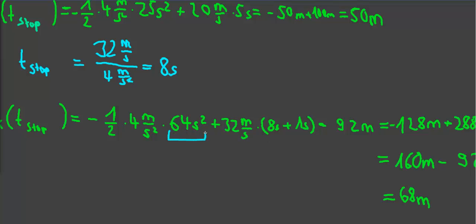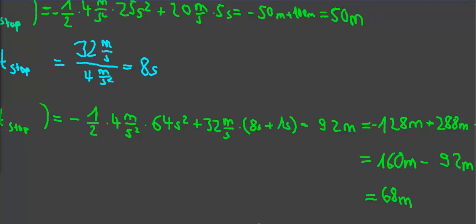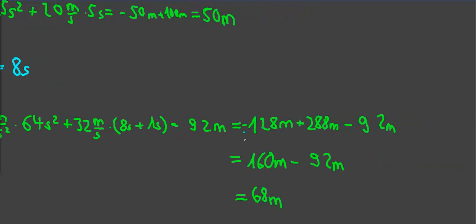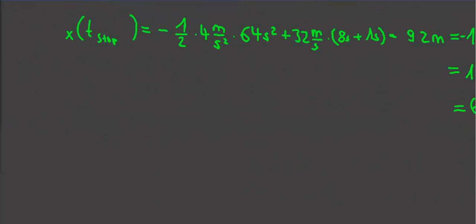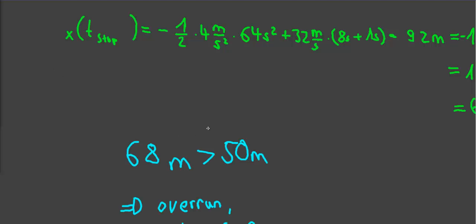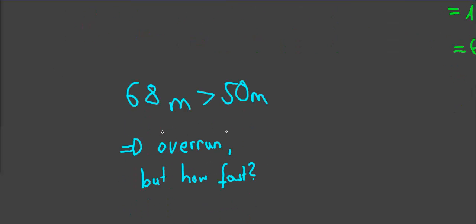It decelerates for 8 seconds, so 8 seconds squared is this, the deceleration time, but the actual driving time, which is multiplied with the v0, is actually 8 plus 1 seconds, so we have 9 seconds. And the x0, as I mentioned before, is minus 92 meters. So what we get there is some strange equation, we calculate it, and it's 68 meters. So 68 meters, what does it mean? Well, pretty simple. It means we have overrun whatever pedestrian was on that crosswalk.